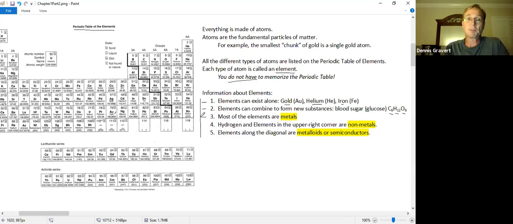What else do you need to know about the periodic table? Hey, most of them are metals. We already pointed out gold, silver, and copper. There's nickel over here and iron. You may not think of sodium as a metal, but in its pure form it is.